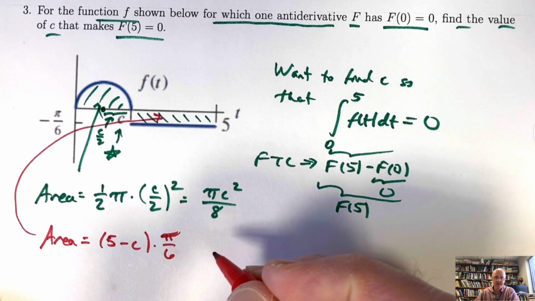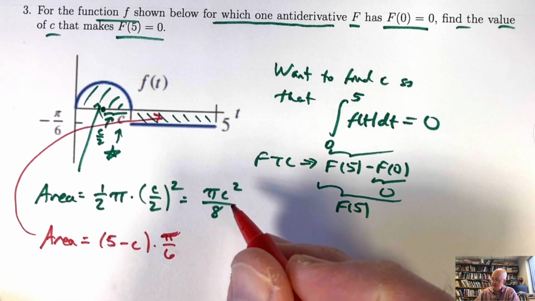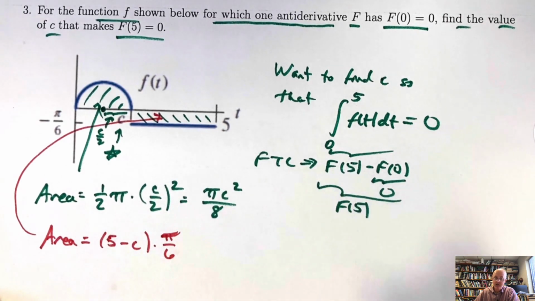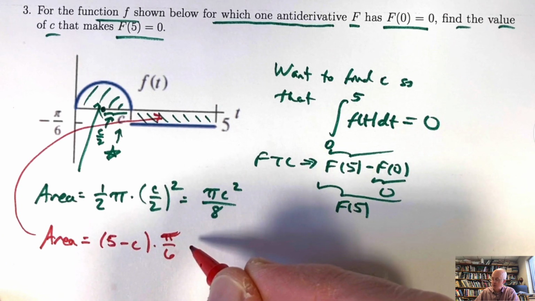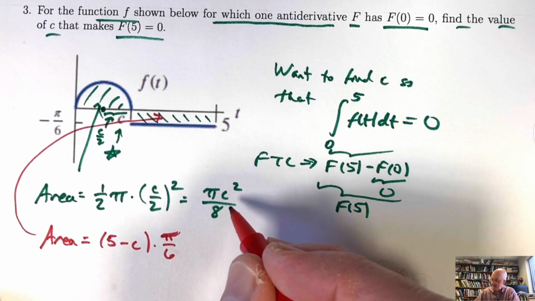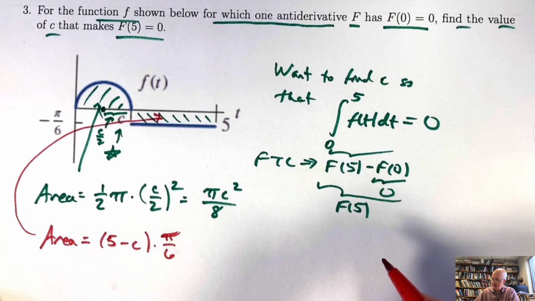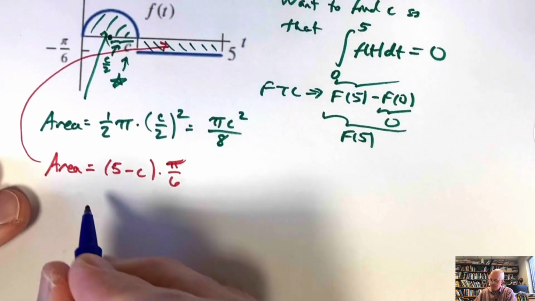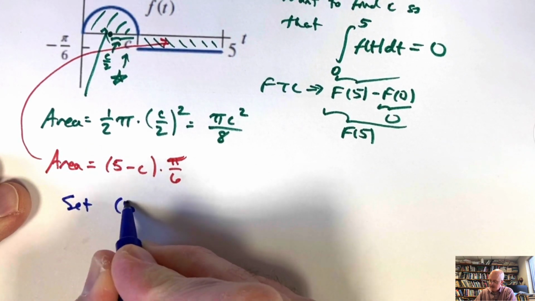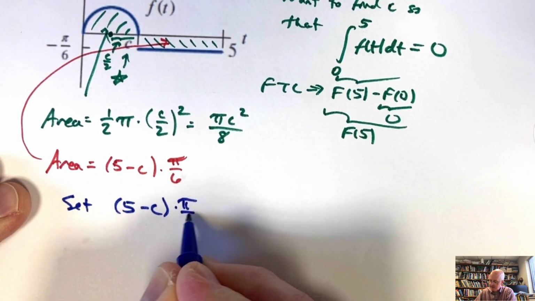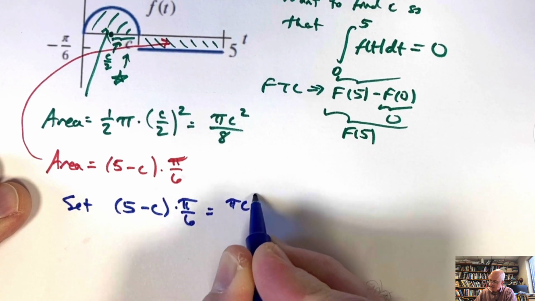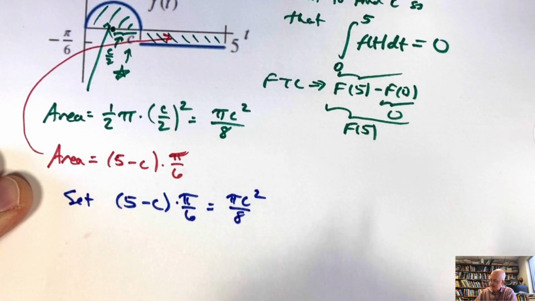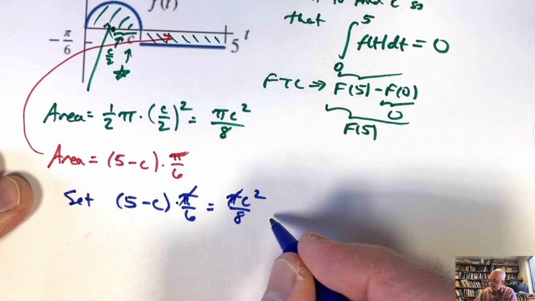We want to choose c so that these are equal, so that when they contribute to the integral as this minus that, you get 0. We want to choose c so that these are equal, so that when you do the integral and get this minus that, you do get 0. So we need to set them equal to each other and solve for c. Set 5 minus c times pi over 6 equal to pi c squared over 8, and solve for c. The pi's cancel. C will not be simply related to pi at least.